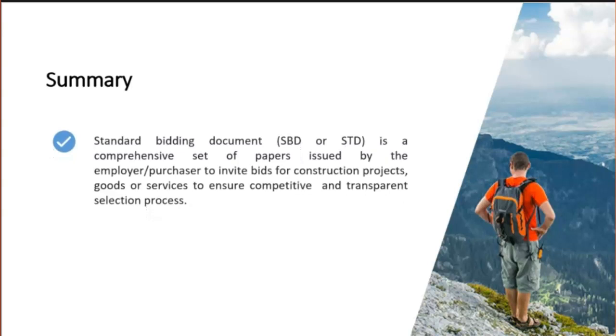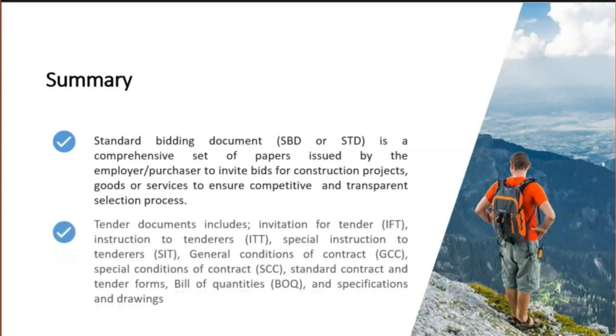In summary, standard bidding document is a comprehensive set of papers issued by the employer or the purchaser to invite bids for construction projects, goods, or services to ensure competitive and transparent selection process. Tender documents include invitation for tender, instructions to tenderers, special instructions to tenderers, general conditions of contract, special conditions of contract, standard contract and tender forms, bill of quantities, and specifications and drawings.